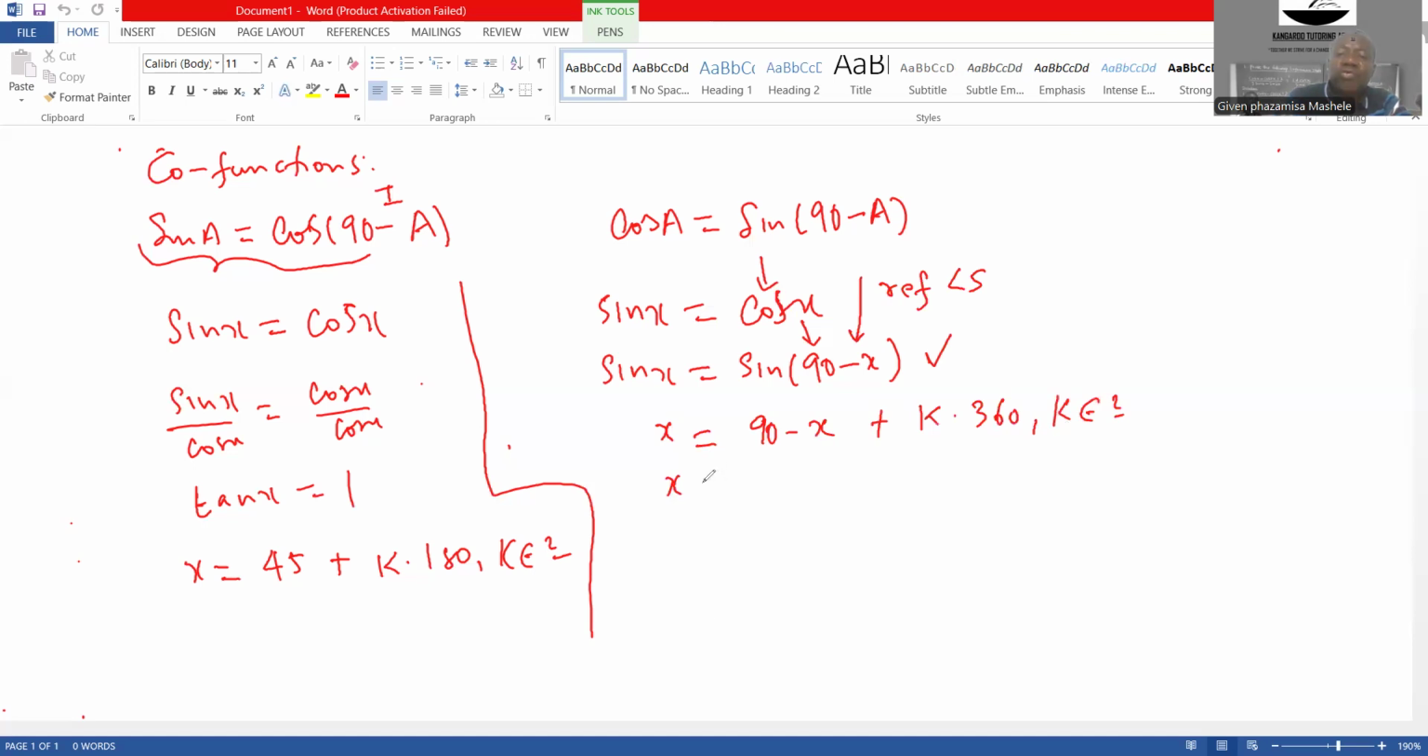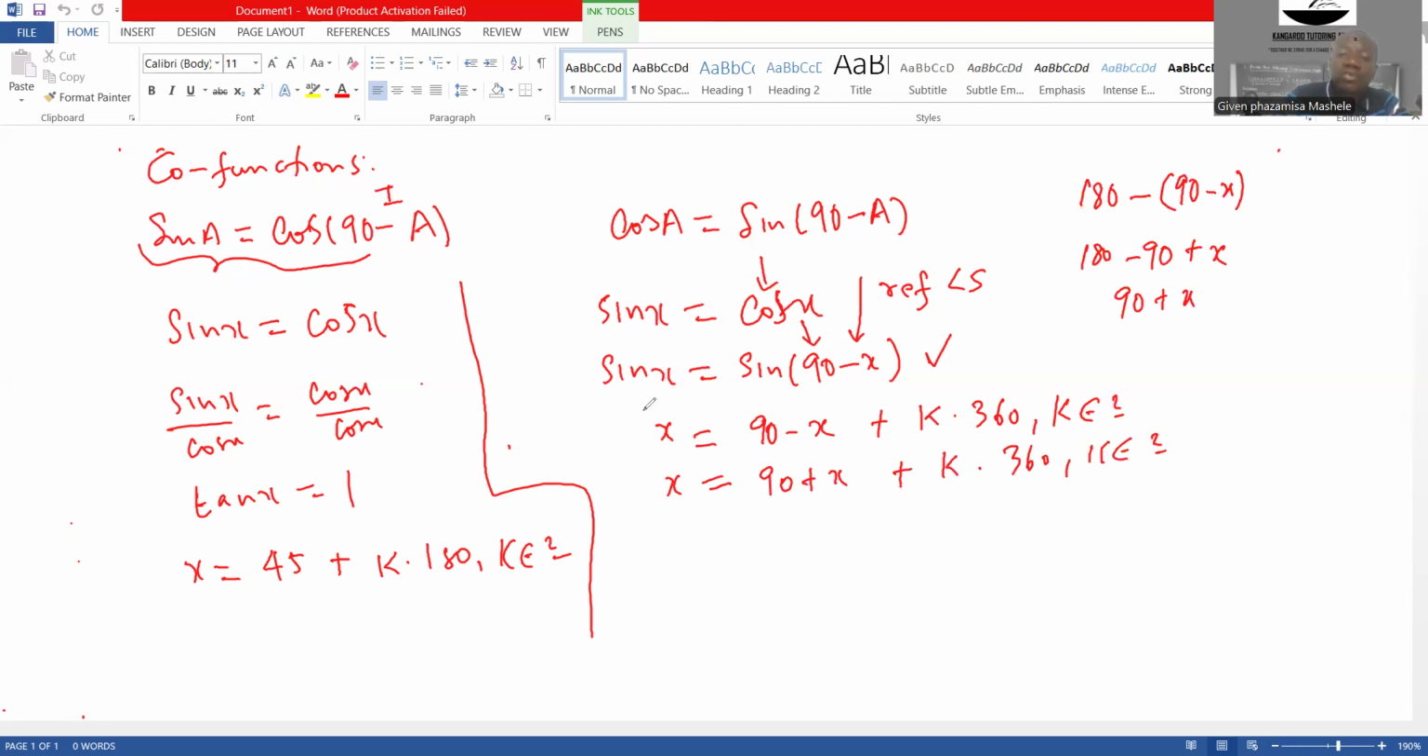And how do we find the second answer for sine? Because here we remain with sine, we know we have to get the first answer, and the second one is 180 minus the first. So it's 180 minus the first angle. This will give us 180 minus 90 plus x, which is just 90 plus x. So you're going to have 90 plus x plus k times 360, where k is an element of integers.